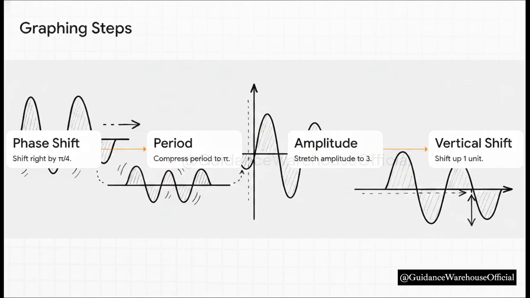Let's apply those exact rules to sketch a graph step by step. Say our function is 3 sine of 2 times (x minus pi over 4) plus 1. Step 1, our alpha shifts the starting point to the right by pi over 4. Step 2, that b value of 2 compresses the wave so it completes a full cycle in just pi time instead of 2 pi. Step 3, our a value of 3 stretches the peaks up to an amplitude of 3. And finally, step 4, our c value shifts the entire graph up 1 unit on the y-axis.